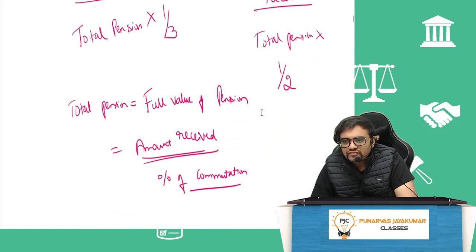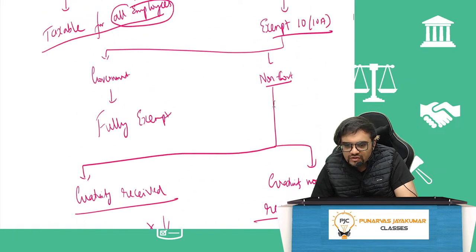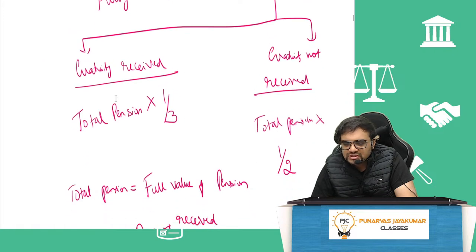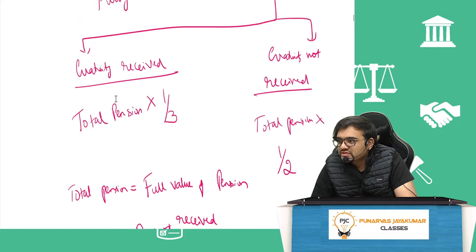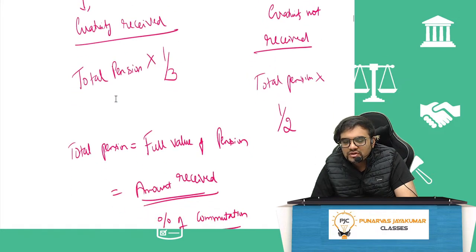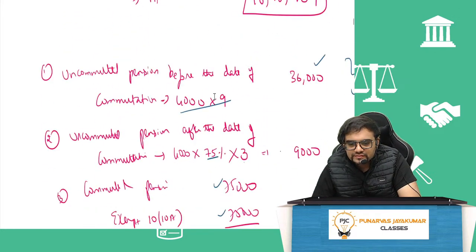The total pension is the full value of pension. That is the amount received divided by the percentage of commutation. Whenever I say total pension, it means the full value of pension. They'll say the amount received was whatever it is, and this percentage was commuted. So if the amount received is for 30% of commutation, what is 100%? You should gross up, that's all. If they say 1 lakh rupees received is 20% of the entire pension, for 100% I should do 1 lakh divided by 0.2. Totally 5 lakhs will come. 5 lakh will be my total pension. Very simple.